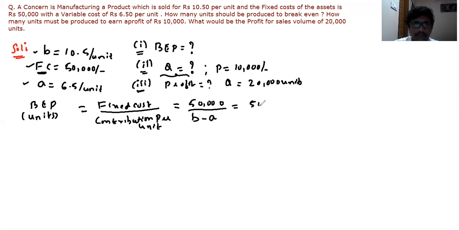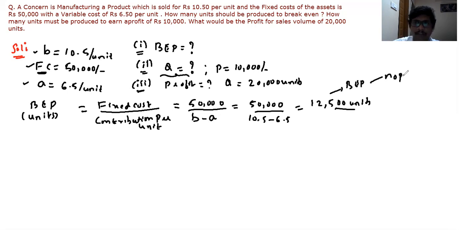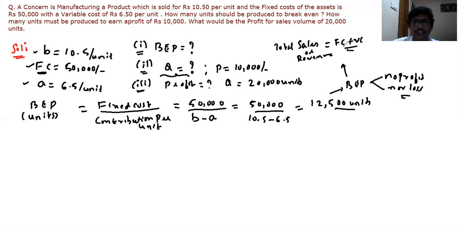It is given by selling price per unit small b minus variable cost per unit small a. So it is equal to 50,000 divided by 10.5 minus 6.5, it comes around 12,500 units. So this is the break even point where we don't get any profit nor loss, right? At break even point, what happens? The total sales or the total revenue which you get becomes equal to fixed cost plus variable cost, right?